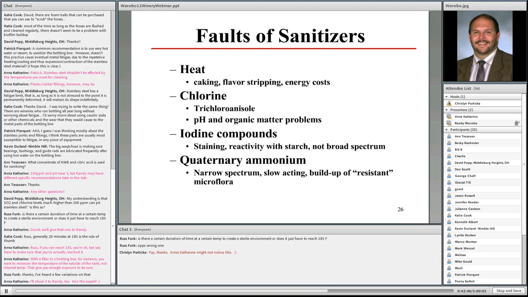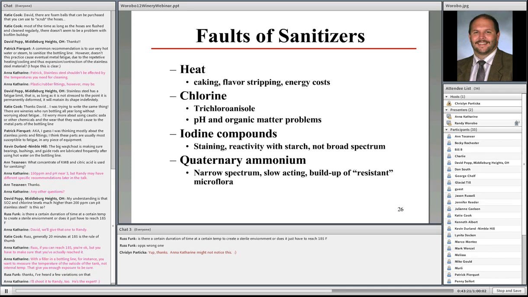Now, as with all good things, there's a negative side, and I'm going to go through some of the faults. Despite heat working extremely well against all microorganisms associated with wine spoilage, if you don't do a good job of cleaning before, you basically bake on any dirt or debris that might be on the surfaces. And once it's baked on, it's like in your oven trying to scrape off anything that's dripped over during baking, and it's bound there, so it causes caking.